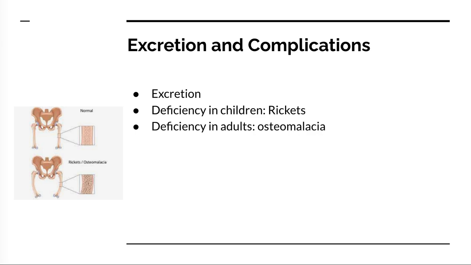The end product, calcitroic acid, is excreted primarily through the bile in the feces. Approximately 30% of the end product is excreted via the urine. Inadequate consumption of vitamin D increases the risk of rickets in children and osteomalacia in adults.